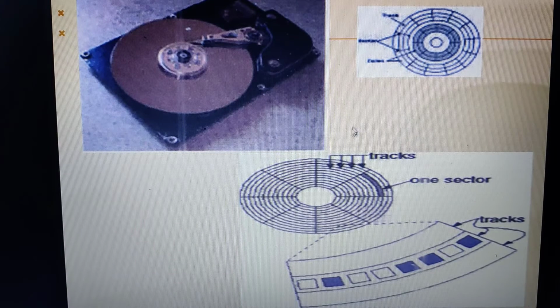See, both the arrangements of the tracks as well as the sector onto the disk, we actually refer to as the format. I repeat, the arrangement of these tracks and the sectors, we refer to as a format.